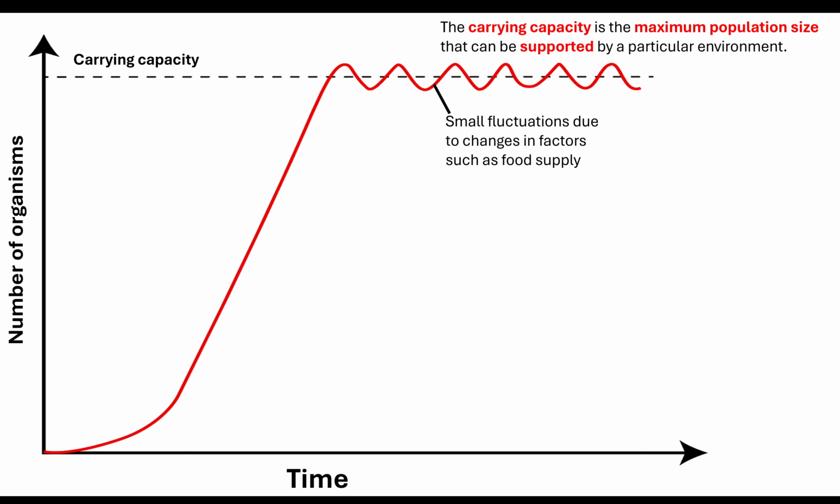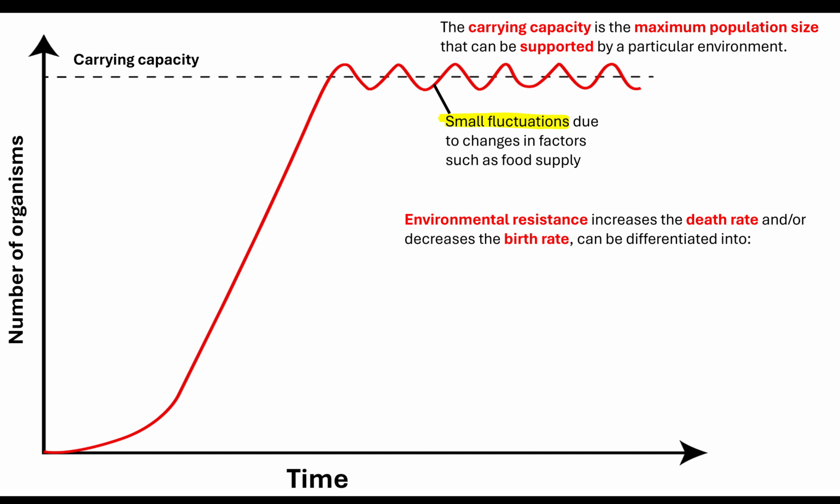Now, we have these small fluctuations that are going to happen within a population due to changes in factors such as food supply. Well, the carrying capacity is the maximum population size that can be supported by a particular environment. So it's important that we remember that these small fluctuations will be where there'll be increases and decreases, and we should see that in any population.